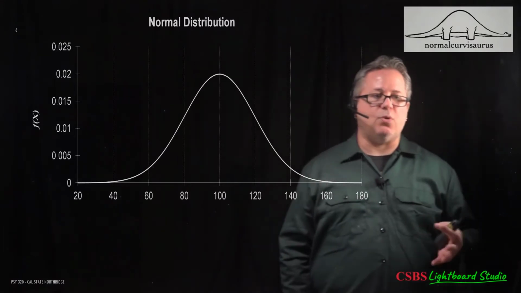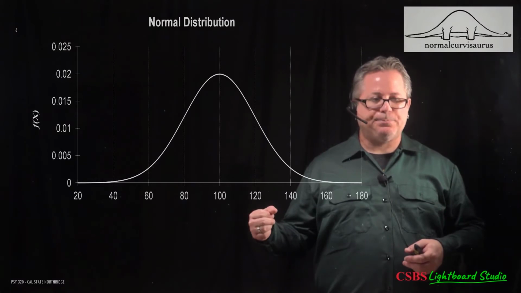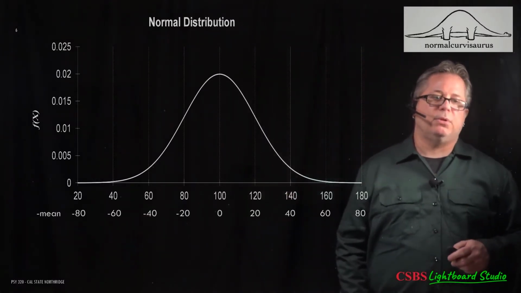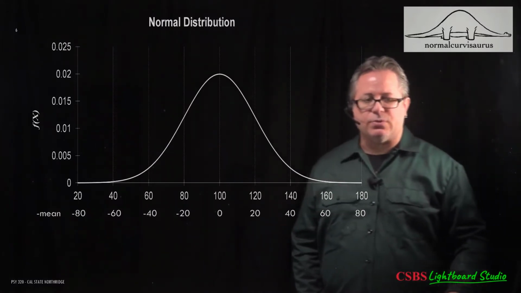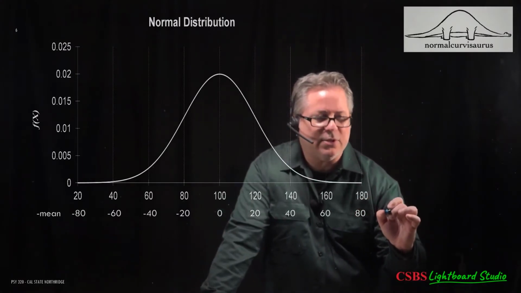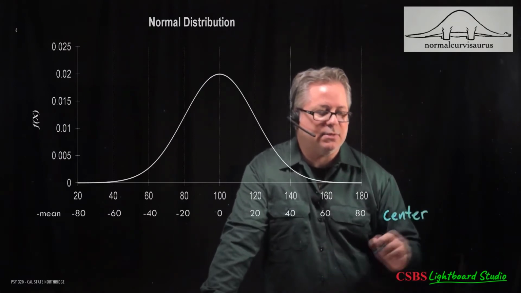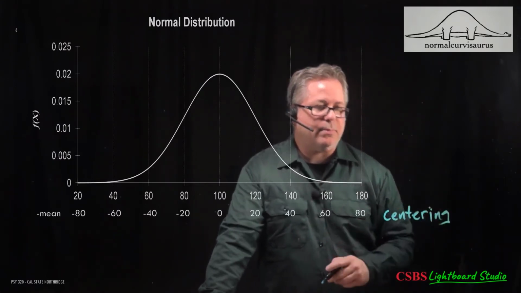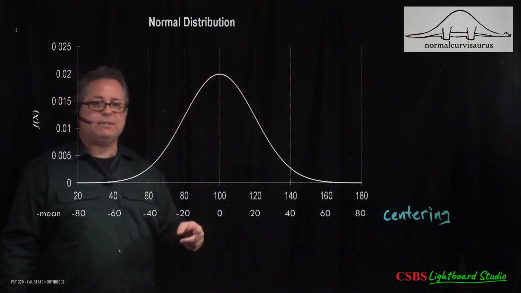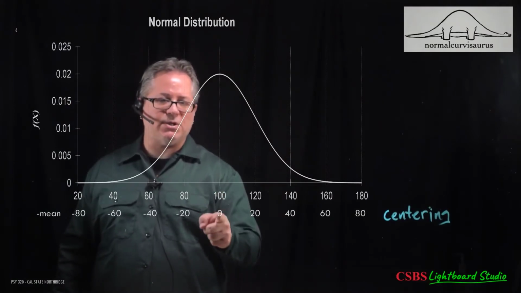So this is a normal distribution we're plotting with a mean of 100 and standard deviation of 20. What if I were to subtract the mean from all the scores? This is a process known as centering. If I center the data by subtracting the mean from all the scores, it puts the mean right at 0. It centers the mean at 0.